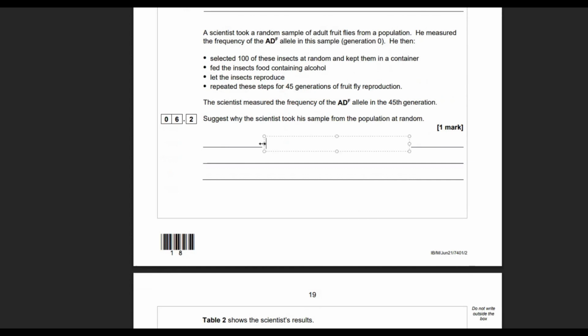Well, the word random, you know this one, it's to avoid bias. You know that one. That's why we do random samples. It avoids bias.